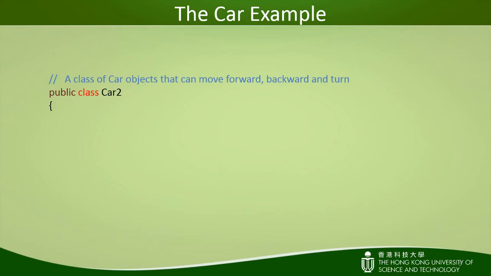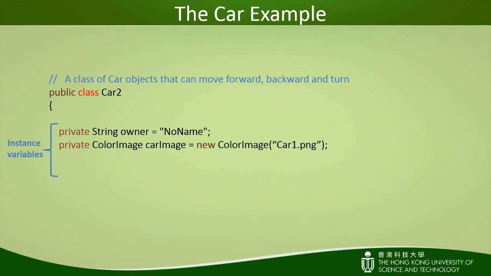something interesting. We are giving this class a new name, Car2. We still have an instance variable for storing the owner's information as before. What we want to do is to use some pictures of cars to represent different instances of the car object.